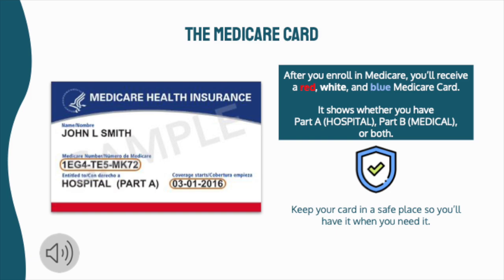After you enroll in Medicare, you'll receive a red, white, and blue Medicare card. The card will indicate if you have Medicare Part A, Part B, or both. You should keep your card in a safe place so that if you need it, you'll be able to retrieve it easily. If your card becomes lost or stolen, a replacement can be requested online by setting up a personal My Social Security account at www.ssa.gov or by calling the toll-free number at 1-800-772-1213. You'll also receive a Medicare and You handbook, and that describes your Medicare benefits and plan choices.